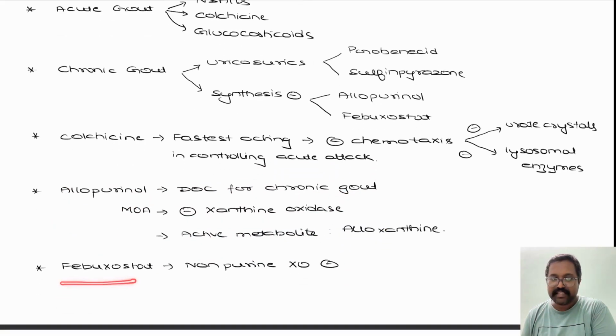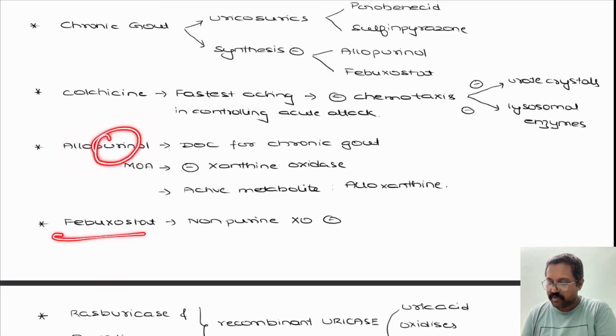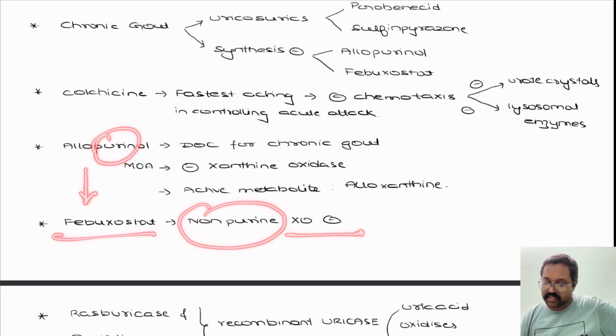Allopurinol is a purine analog, whereas febuxostat is a non-purine xanthine oxidase inhibitor. Those individuals who are sensitive to allopurinol and not tolerating allopurinol, you can shift to febuxostat.